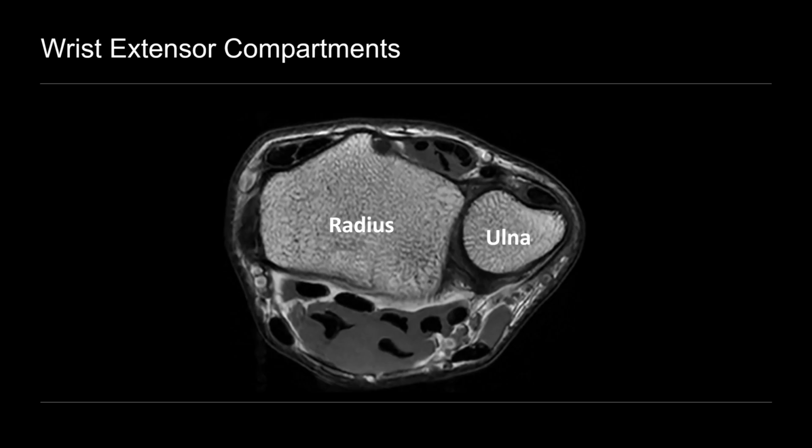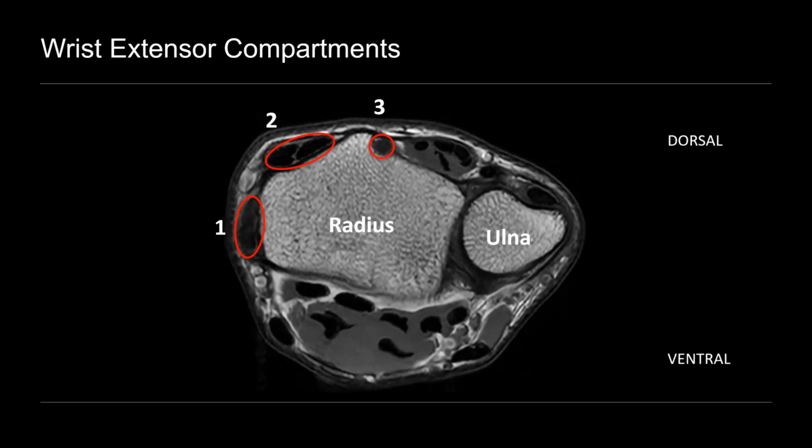So here we're looking at an axial MRI image of the wrist. There's the radius and the ulna. And at the top of the screen, we have the dorsal side of the wrist. At the bottom of the screen, that's the ventral side. So on the dorsal side of the wrist, we have 6 extensor tendon compartments. But for intersection syndrome, we only have to worry about the first 3 compartments.